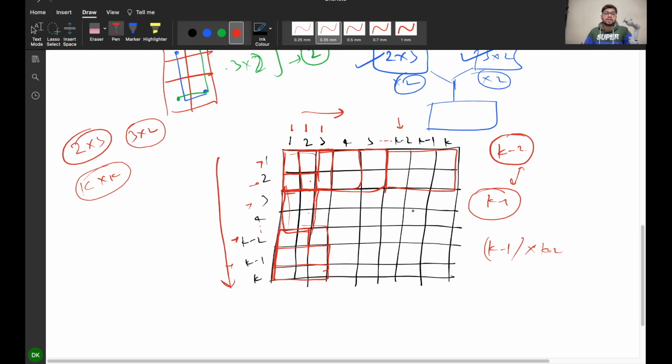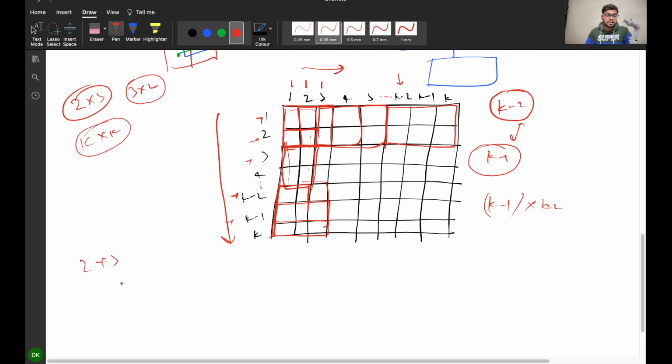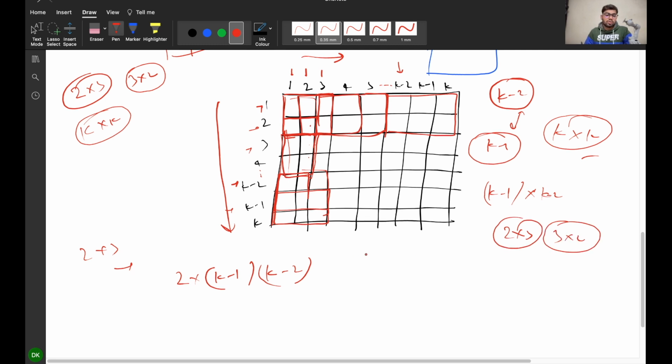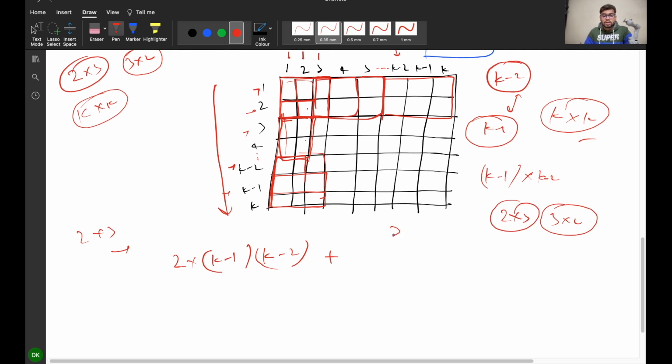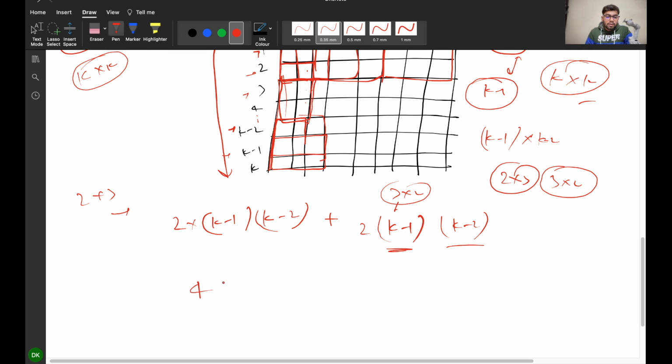So the total number of matrices would be k minus 1 and k minus 2. So in a row there are two possibilities. So how many total possibilities for a 2 by 3 matrix, that is 2 into k minus 1 and k minus 2. Similarly, k by k is a square matrix, so calculating 2 by 3 and 3 by 2 is going to be the same. So the total number of 3 by 2 would again be 2 into k minus 1 for the column and k minus 2 for the row. So the overall calculation would be k minus 1 and k minus 2.